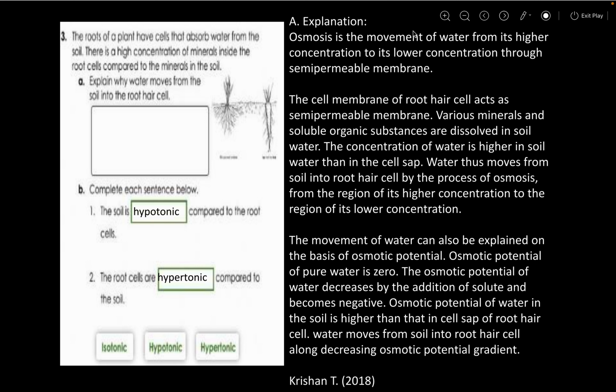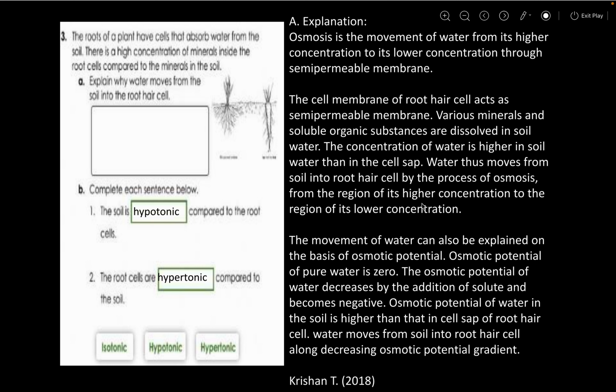For the further explanation, osmosis is the movement of water from its higher concentration to its lower concentration via a semi-permeable membrane, wherein the cell membrane of the root hair cell acts as the semi-permeable membrane. Various minerals and soluble organic substances are dissolved in soil water, and the concentration of water is higher in soil water than in the cell sap. Water thus moves from the soil into the root hair by the process of osmosis, from the region of its higher concentration to the region of its lower concentration.